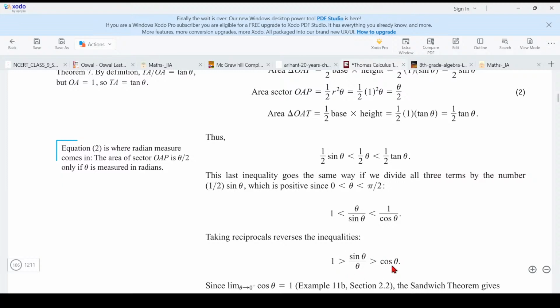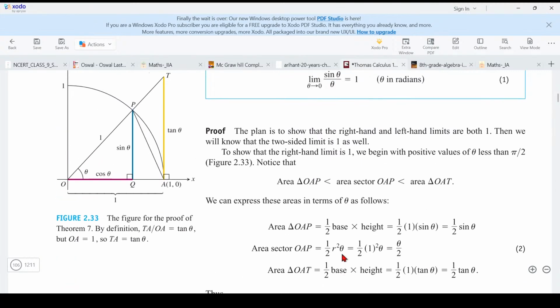But what we are saying is cos theta is tending to 1 from the bottom. That means from lesser than 1, like 0.9, 0.99. So sin theta by theta is always lesser than 1, but still always greater than cos theta. And cos theta is getting closer to 1 as theta tends to 0. So that means this one should tend to 1. That is the proof.